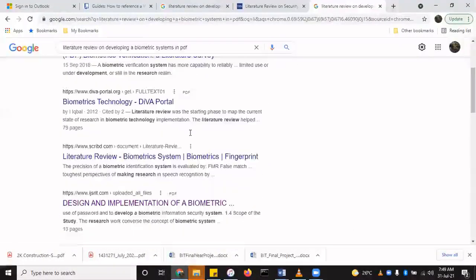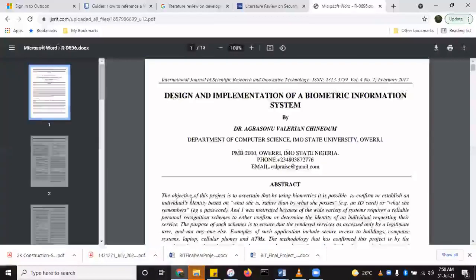Let's go further down. There we go. Design and implementation of a biometric system. So that should be a good one. Let's click on it. I tried it in PDF for you, so that's good. So this is somebody here, Dr. Somebody, who wrote, so a doctor from Imo State, Nigeria, already wrote a paper on design and implementation of biometric information system.